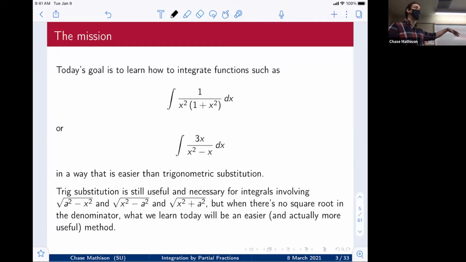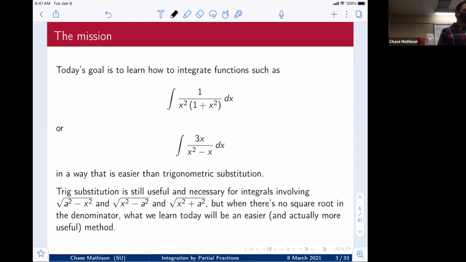If there's any square roots happening in your integral, then trig substitution should be the first thing that comes to your mind. Okay, if ever you're integrating something that's the square root of a squared minus x squared, or a squared plus x squared, or x squared minus a squared, that should be trig substitution. But when there's no square root, then if we have a product of stuff in the denominator, the method we're about to learn today is going to be both, in my opinion, easier and more useful, because trig substitution, remember, that sort of restricts what x can be.